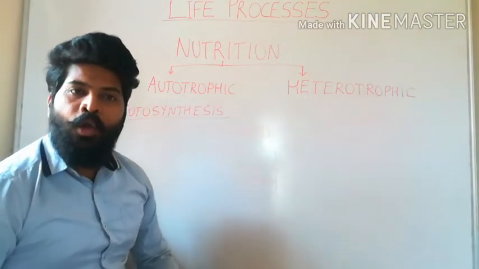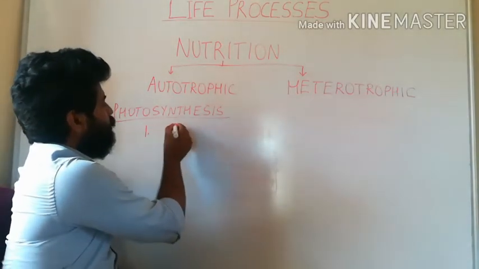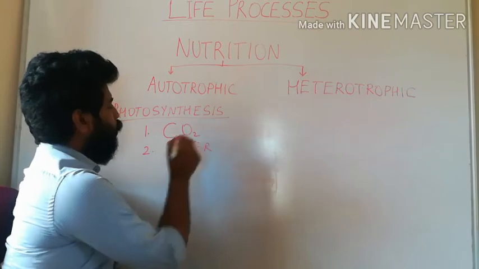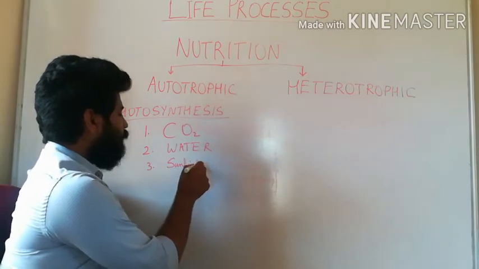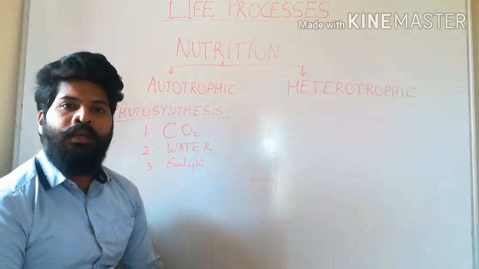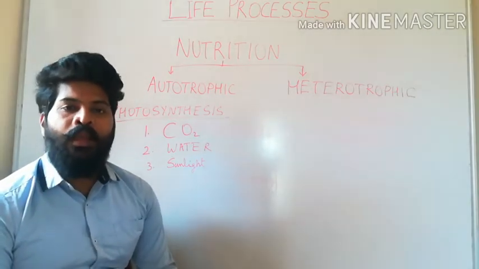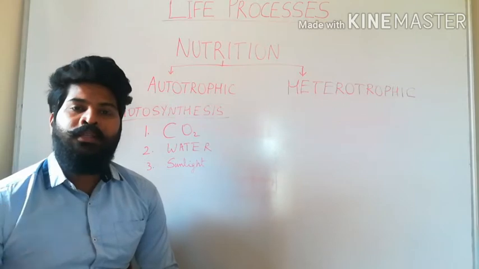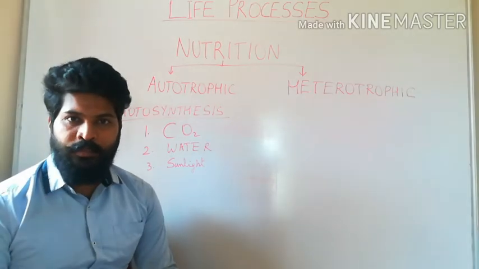So, what are the raw materials required for preparing the food? Plants use carbon dioxide and water mainly, and they require sunlight. These are the raw materials which plants utilize to prepare their food. The food is prepared in the form of glucose, and for future use, plants will convert this glucose into starch. So when they require it, they can break down this starch and produce glucose.